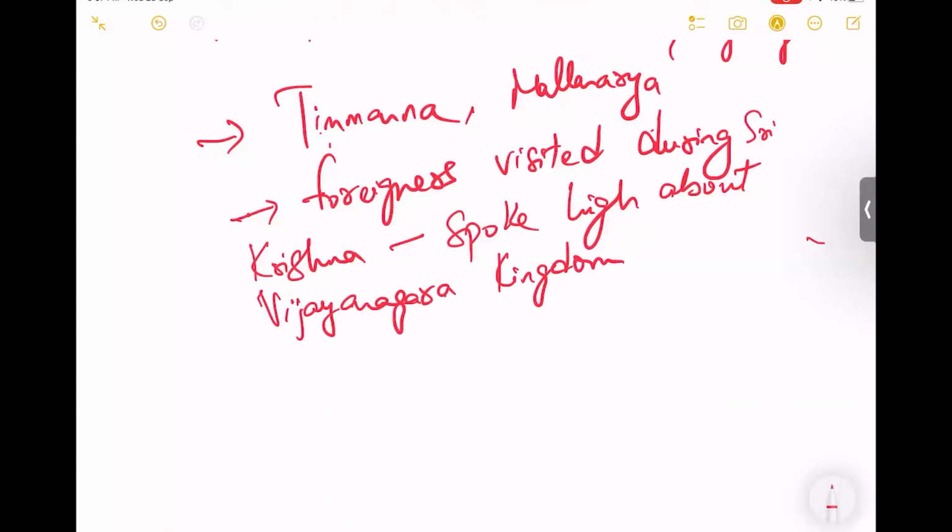Okay, if you can remember a few more facts about the Ashtadiggajas and how they have written various works and all, you can write.